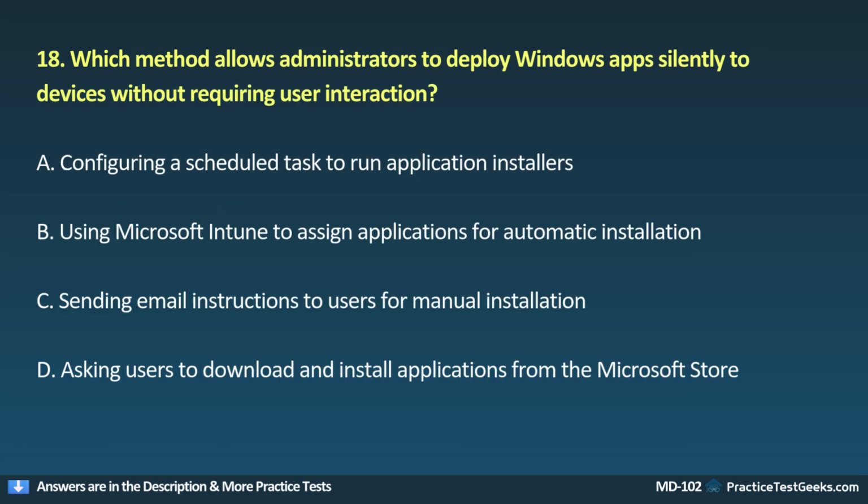18. Which method allows administrators to deploy Windows apps silently to devices without requiring user interaction? A. Configuring a scheduled task to run application installers. B. Using Microsoft Intune to assign applications for automatic installation. C. Sending email instructions to users for manual installation. D. Asking users to download and install applications from the Microsoft Store.